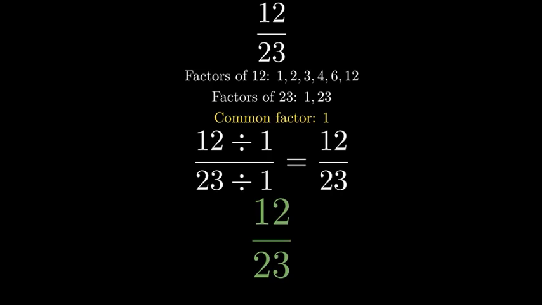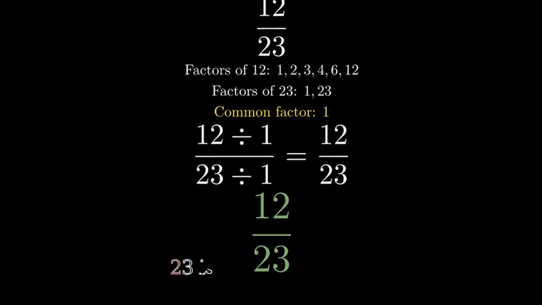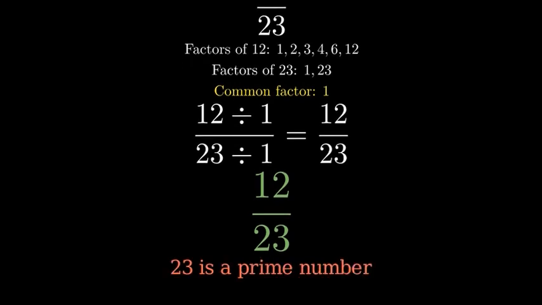It's worth noting that this fraction couldn't be simplified because 23 is a prime number. Prime numbers are only divisible by 1 and themselves, which often leads to fractions that can't be simplified when they're in the denominator. To recap, when simplifying fractions, we follow these steps.